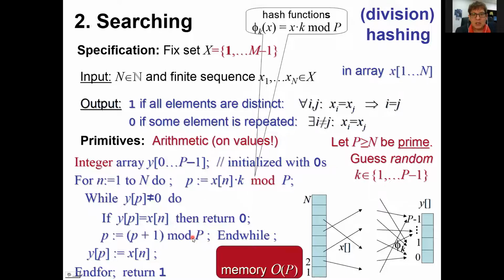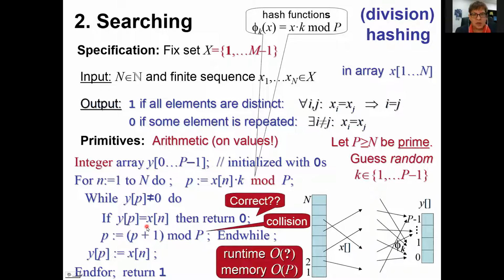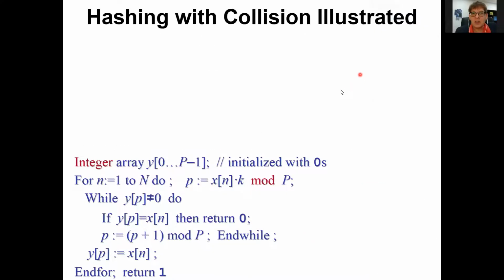But the question then arises, well, the memory consumption is now very good, right? We only have this small helper array of size P, but what about the running time? There's this inner loop here that I'm going to explain, about collision and about the correctness because of that very point about the collision. So what's up with this collision? Let me talk about collisions here. So collision is the following. So here you see the algorithm, and now let's consider an example.